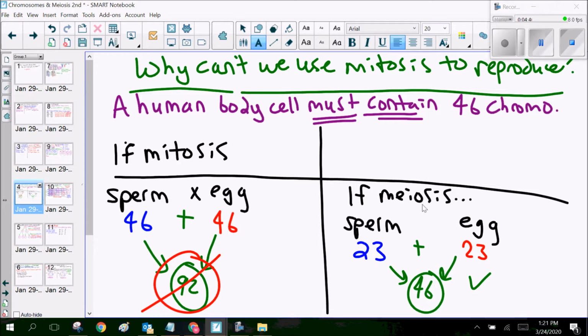If meiosis occurs, however, sperm and egg are able to have 23 chromosomes, and when they combine in fertilization to make the zygote, they make a new body cell of a newly developing organism that has 46 chromosomes, which is the proper number for human beings. Now again, each species is going to have their own number of chromosomes, and their sex cells will always have half the number of chromosomes that their body cells have.